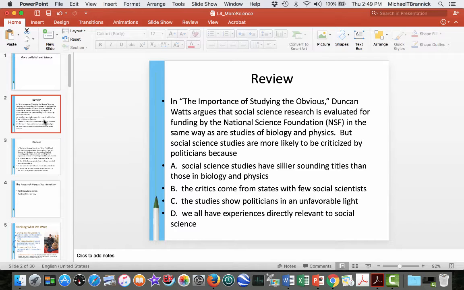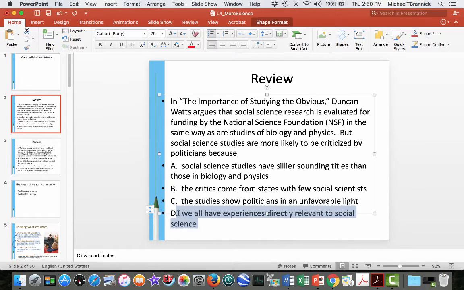A, social science studies have sillier sounding titles. B, the critics come from states with few social scientists. C, the studies show politicians in an unfavorable light. Or D, we all have experiences directly relevant to social science. The answer, of course, is D, because we're studying the obvious.